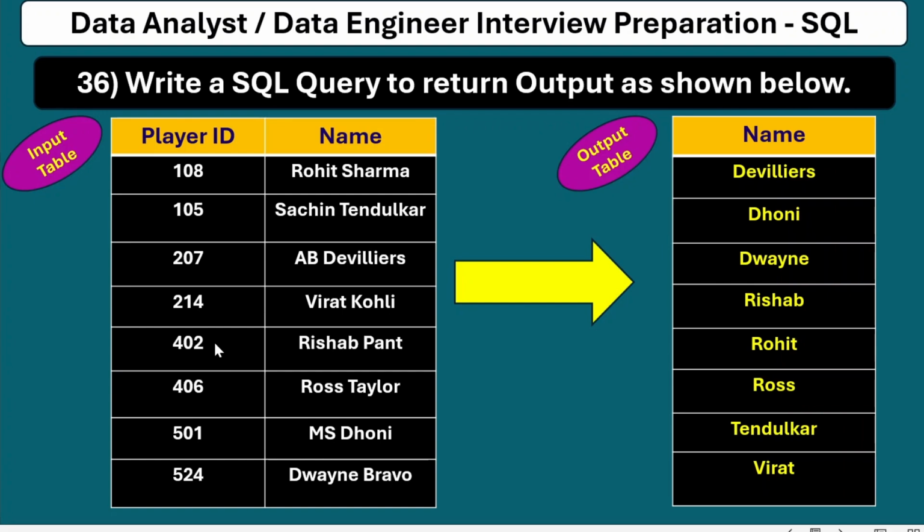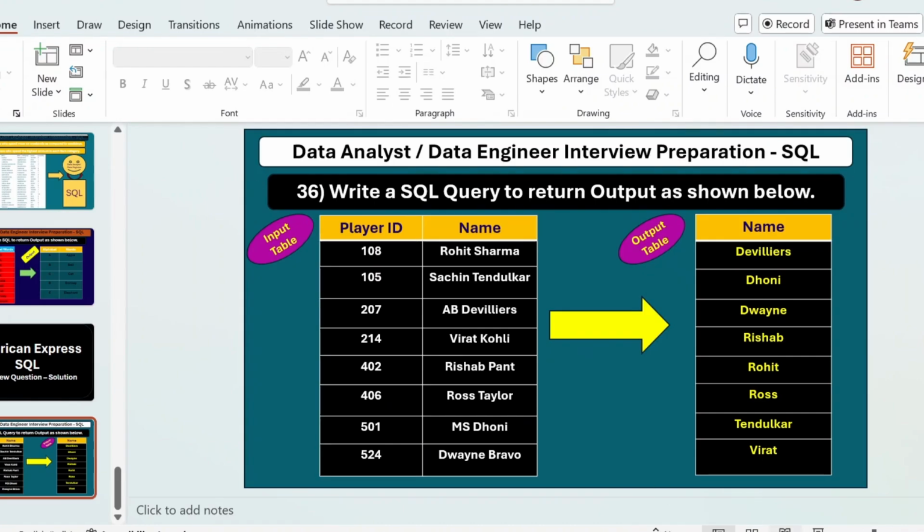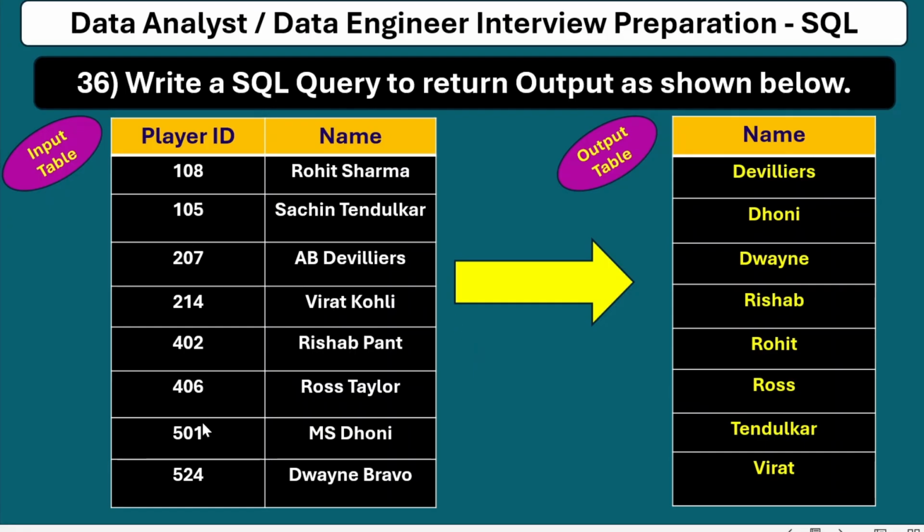So we come to know that whenever a player ID is odd, we return their last name. Here also you can see the player ID is odd, so that is why it is returning the second name, I mean the last name. Similarly, wherever a player ID is even, we have to return the first name of the player. You can see Rohit, that is the first name only. We need to keep all names in ascending order.